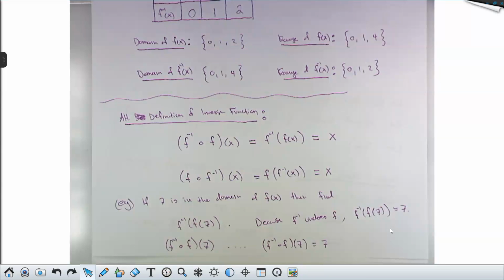Are there any other questions or comments or things we would like to address relating to inverse functions before we move on to introduce exponentials? Questions, they can be comments, they can be anything at all.